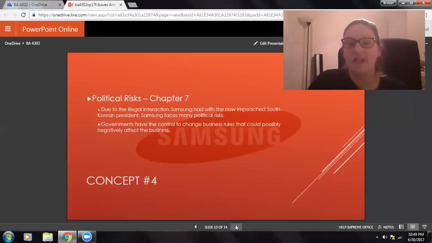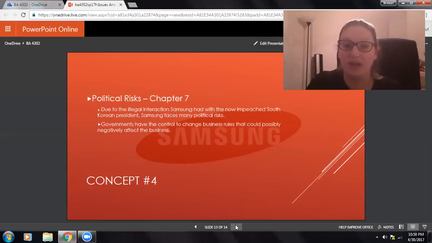And then lastly, we're going to relate concept number four, political risks, to the scandal that Samsung was involved with the now impeached South Korean president. They were in a legal scandal interaction where Samsung can now face many political risks. Governments do have the control to change businesses' rules that could possibly negatively affect the business.